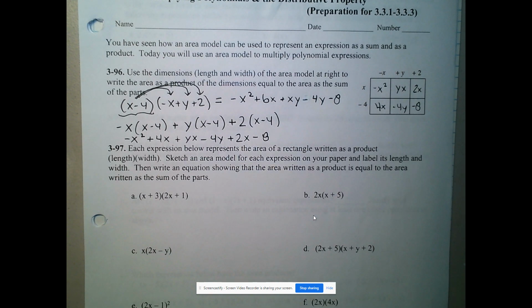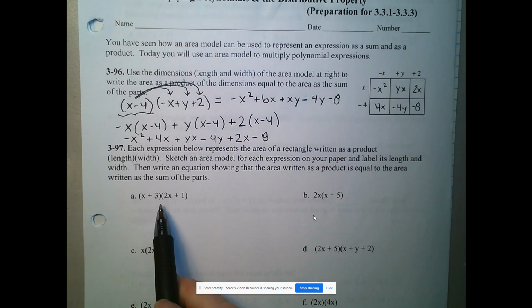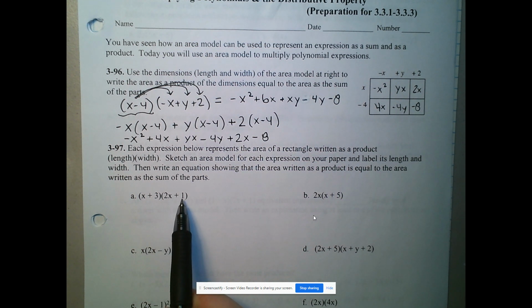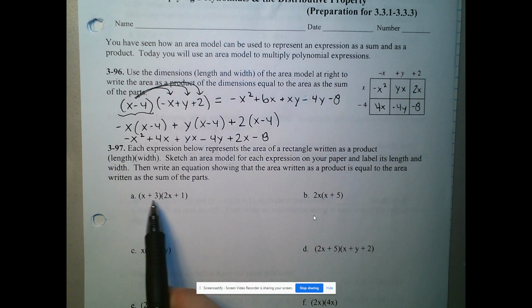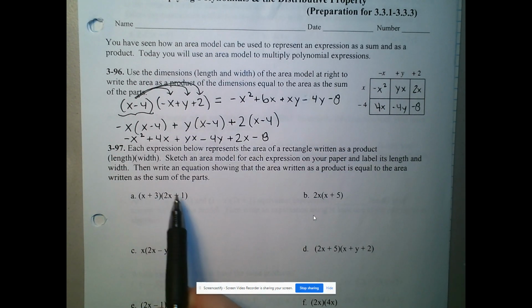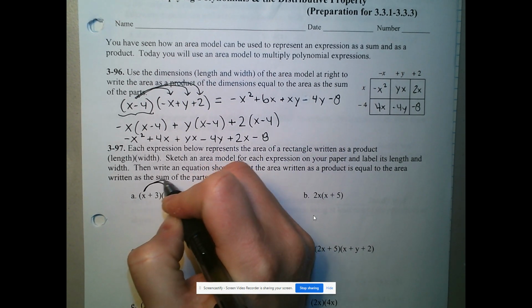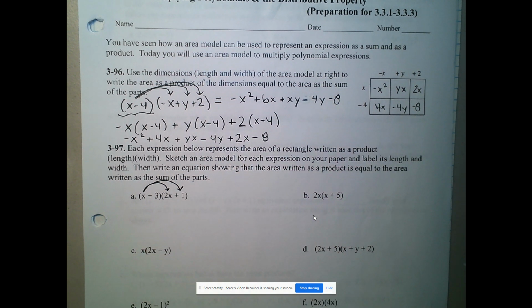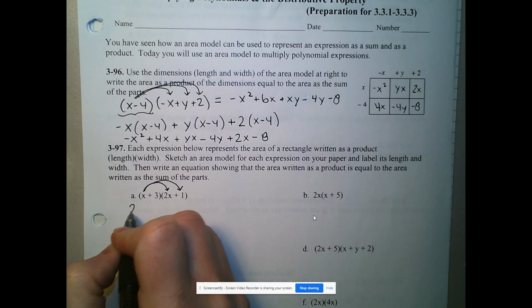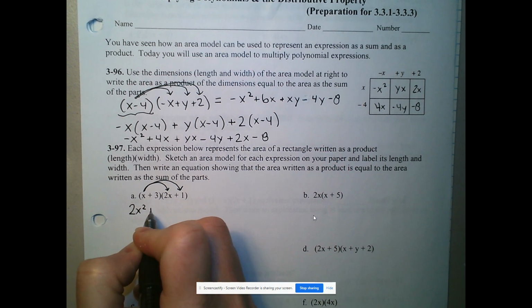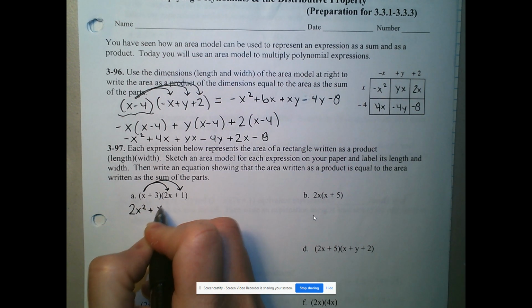Each expression below represents the area of a rectangle written as a product. So you were given the product and we are looking for the sum. So instead of doing x plus 3 times 2x and x plus 3 times 1, we're actually going to multiply each term in the first set of parentheses by each term in the second set of parentheses. For example, I can multiply the x times 2x and the x times 1. Start there. X times 2x would be 2x squared. And x times 1 would be plus x.